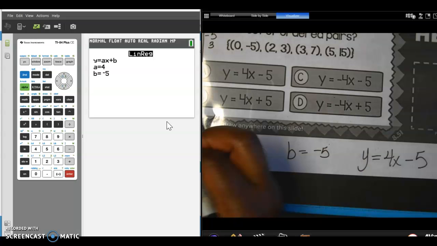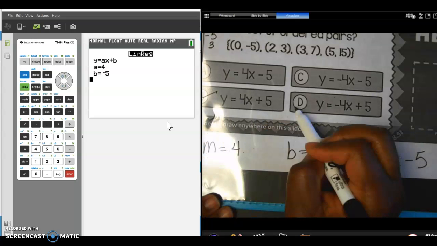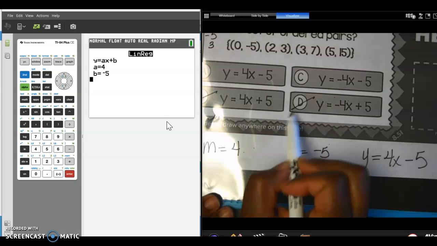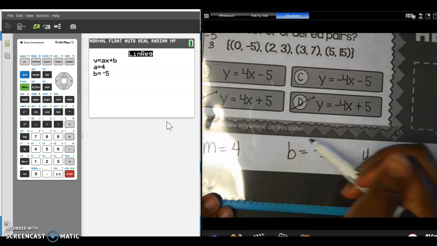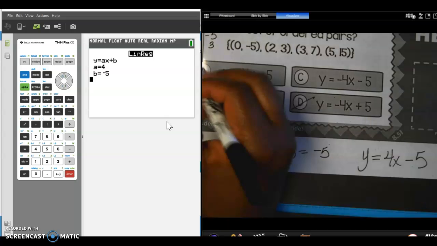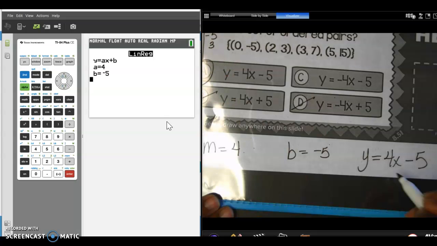Okay? So I can already get rid of B and I can get rid of D because my y-intercept is positive, but my y-intercept is negative. So my equation matches A, okay? y equals 4x minus 5.